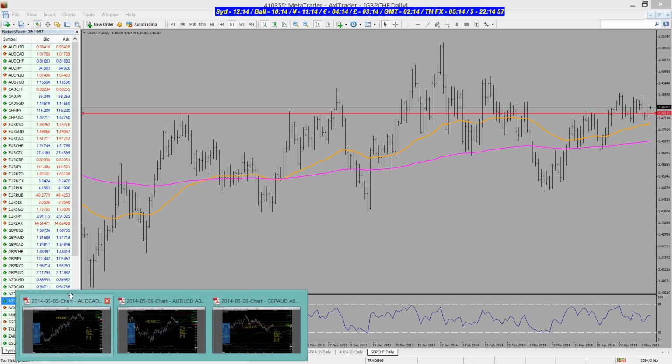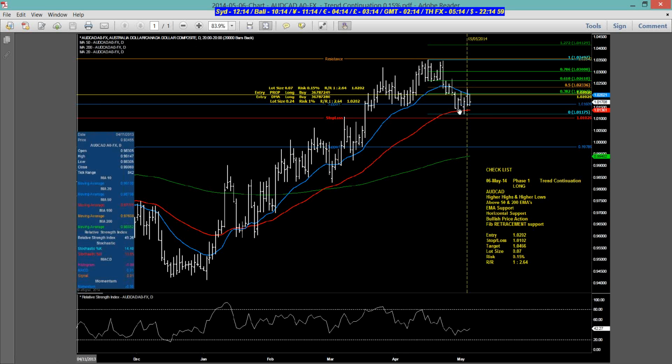The next one, Aussie CAD. Ring low, buying this means selling CAD. Fundamentally, I don't like that idea, but it fits your rules. Where's your bullish price action? Fib retracement.